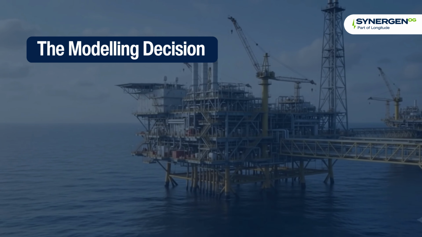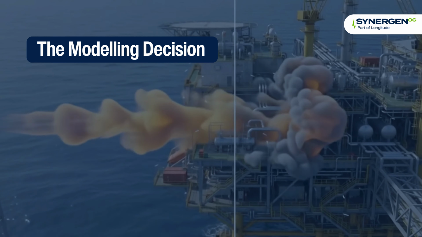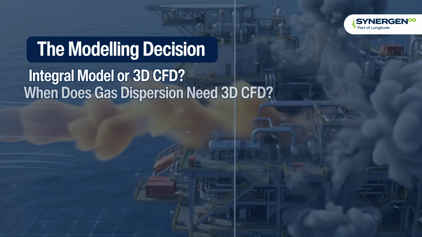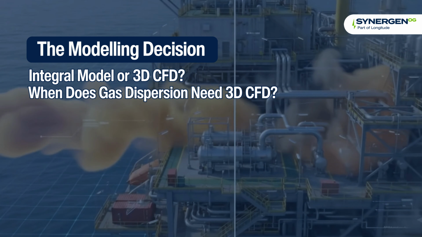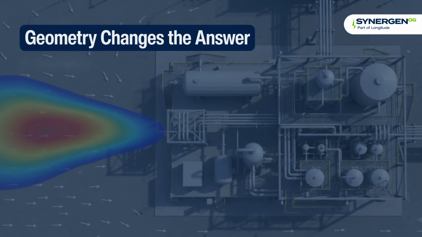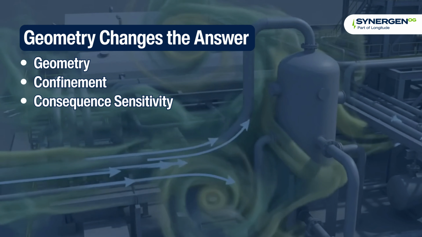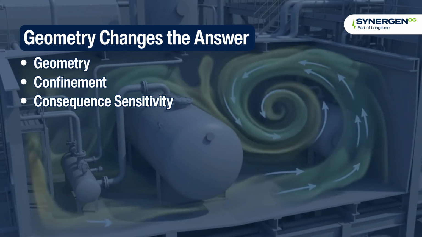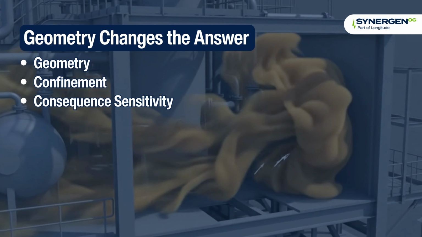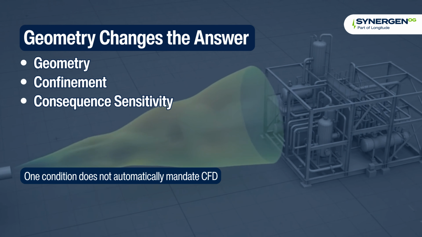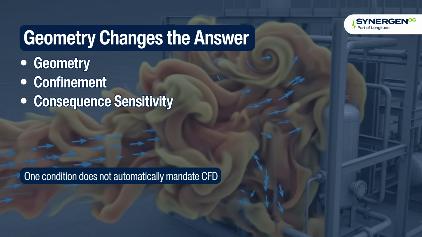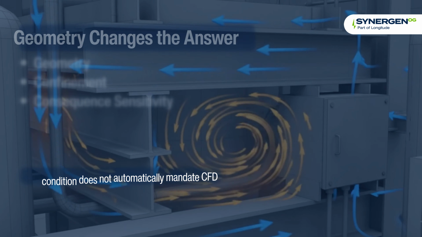Gas dispersion modeling often begins with a simple question: is an integral model sufficient, or does the project require three-dimensional CFD? Once geometry, confinement, or consequence sensitivity becomes important, simplified plume assumptions may no longer represent the real airflow path. That does not mean one condition automatically triggers CFD. It means the modeling basis deserves closer examination.